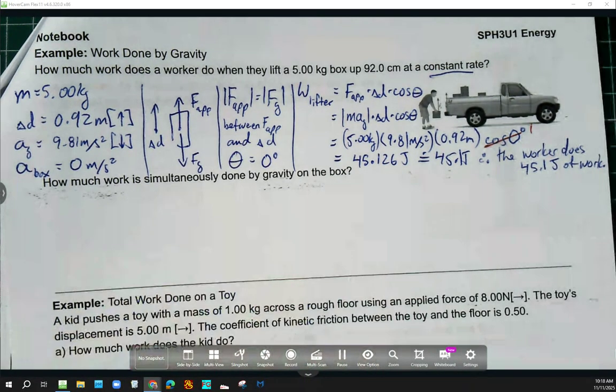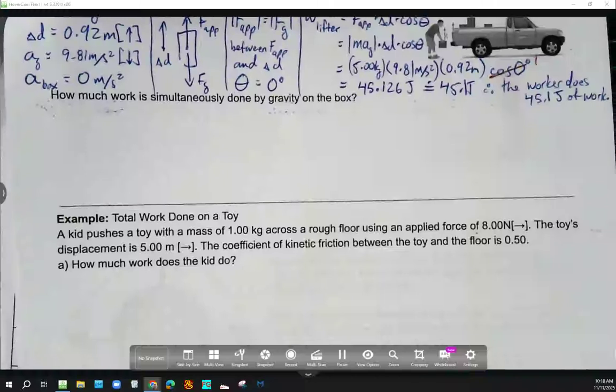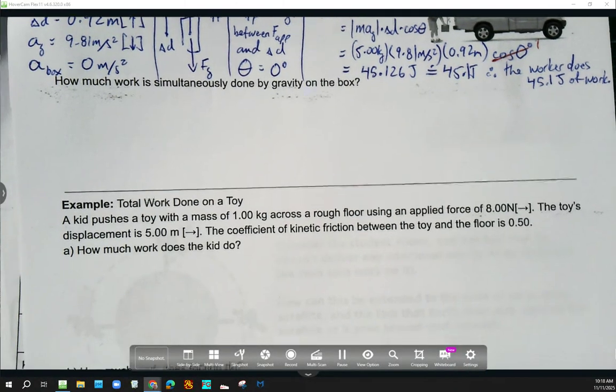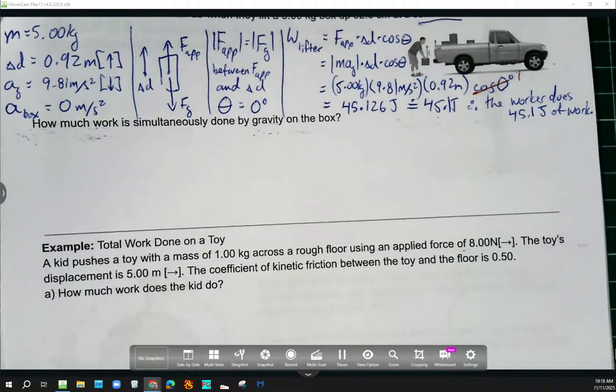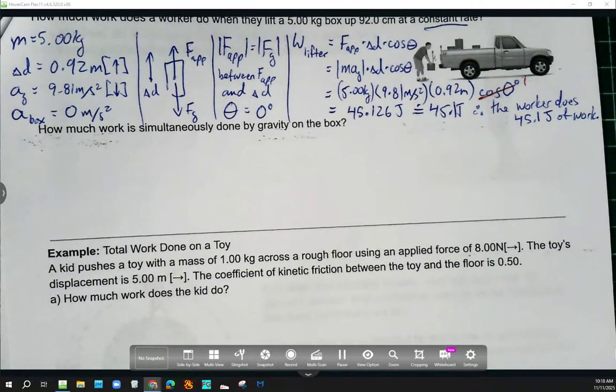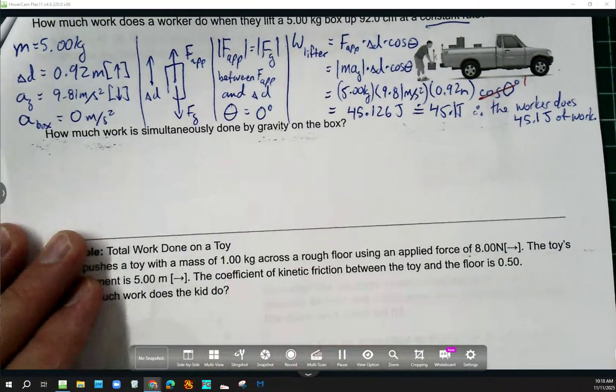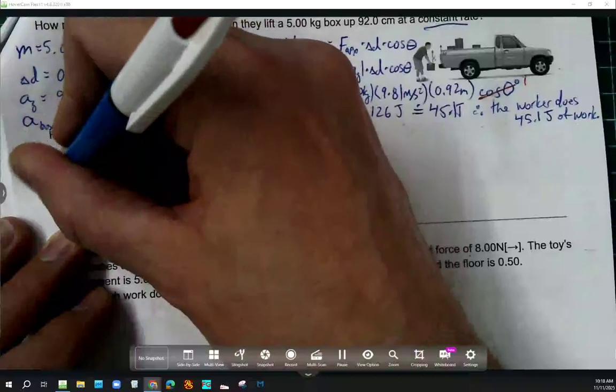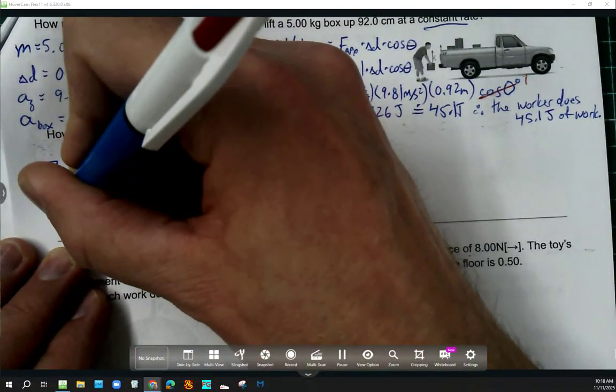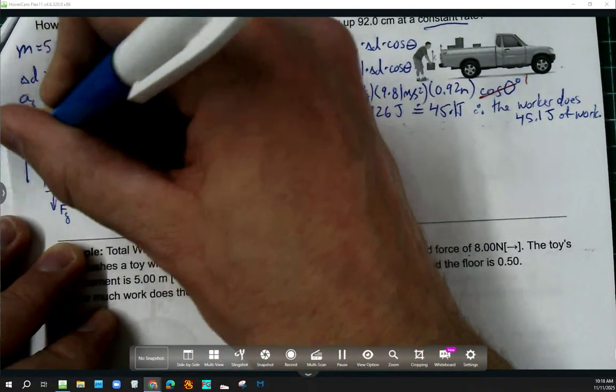Seems weird to have the word worker and work in the same sentence. Maybe I should have stuck with lifter. Okay, so this is a collinear lifting situation. Now, the question might be, that's how much work was done by the worker, by the lifter, but how much work was done simultaneously by gravity? Because, of course, gravity was working against us while we were achieving this displacement.